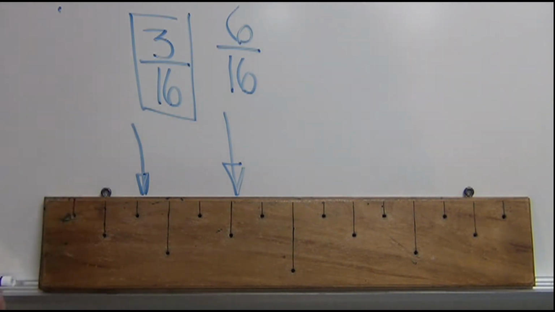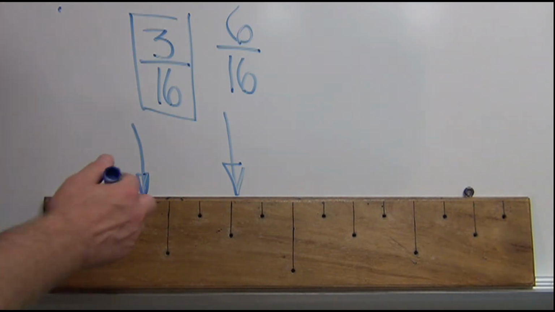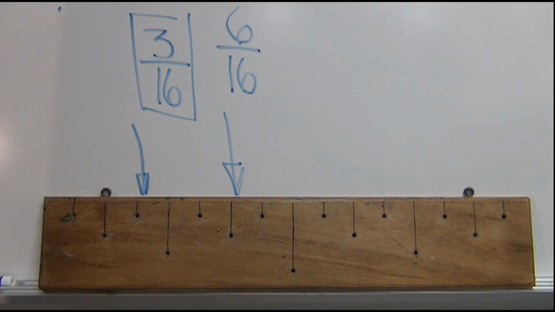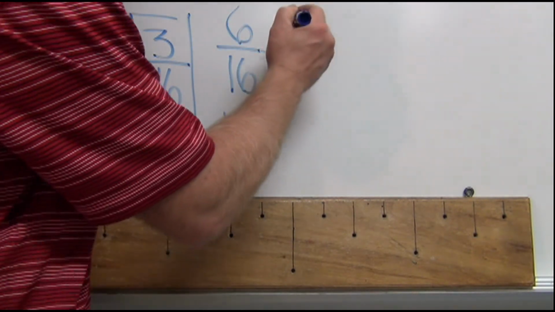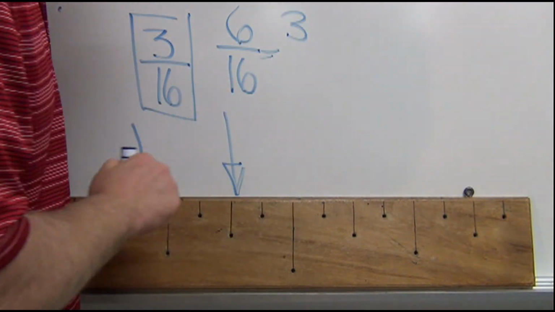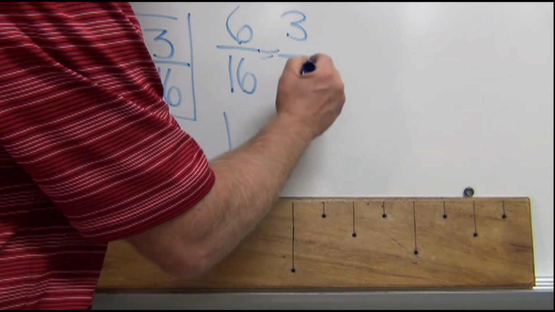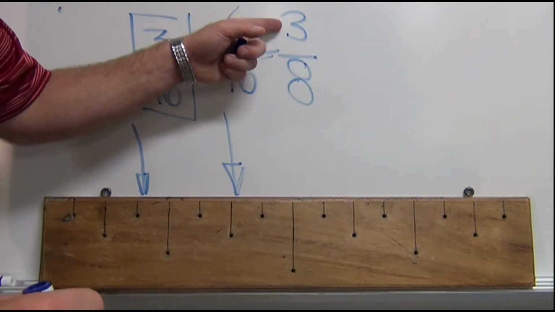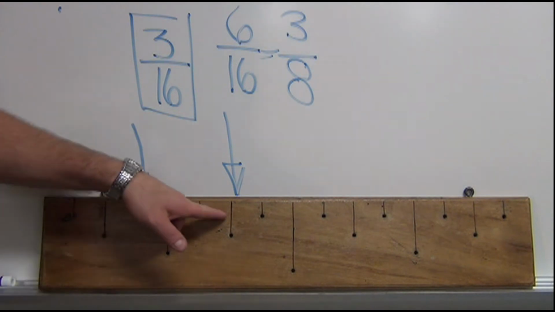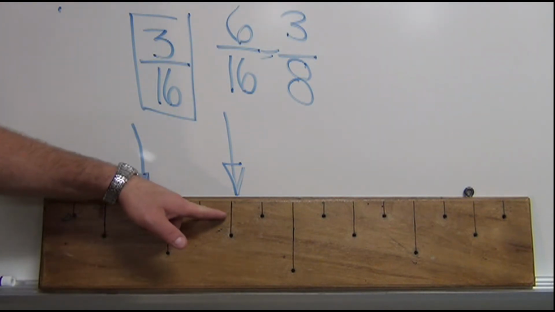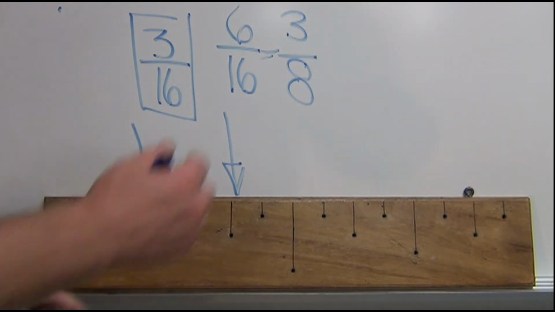Let's simply break the numbers down in half. So that means we're going to divide them by 2. 6 divided by 2 is 3. 16 divided by 2 is 8. We then look at our numerator and ask ourselves if it's an odd number or an even number. And it is an odd number. So that means that we are done reducing. This measurement right here is 3/8 of an inch.